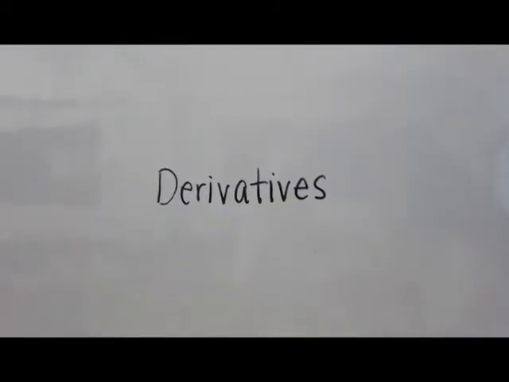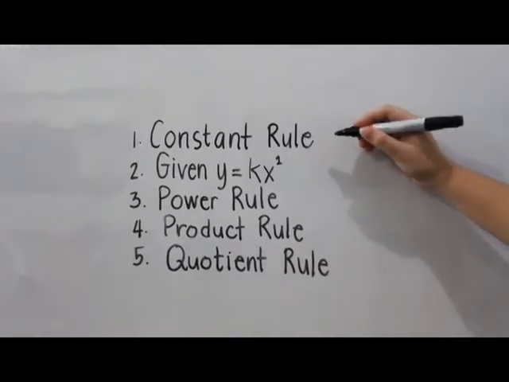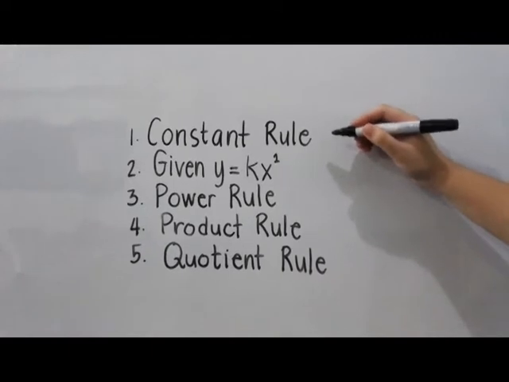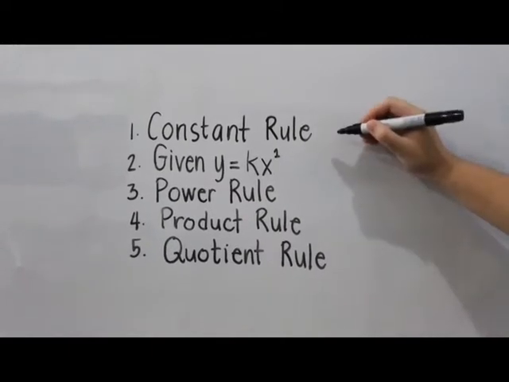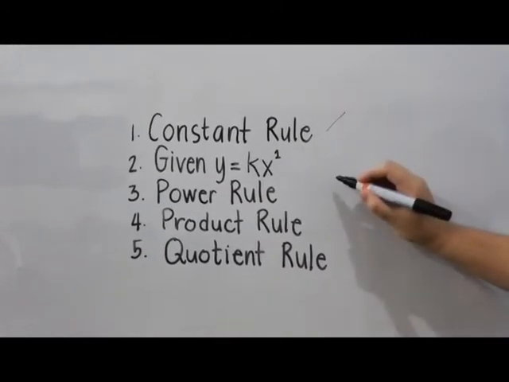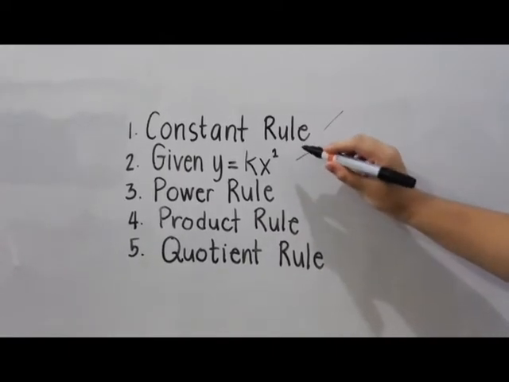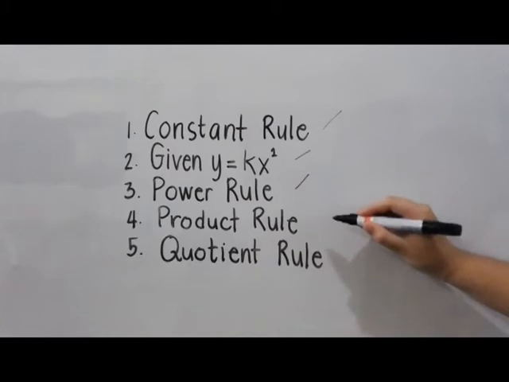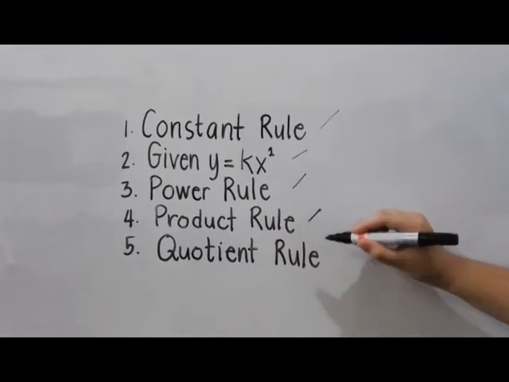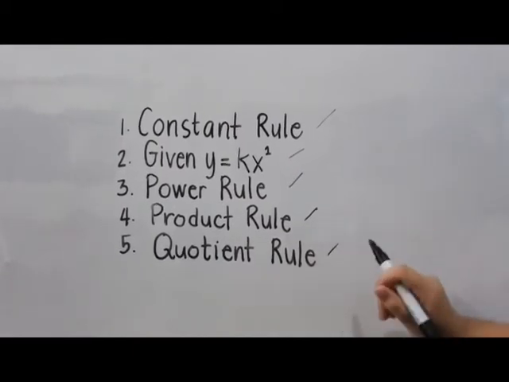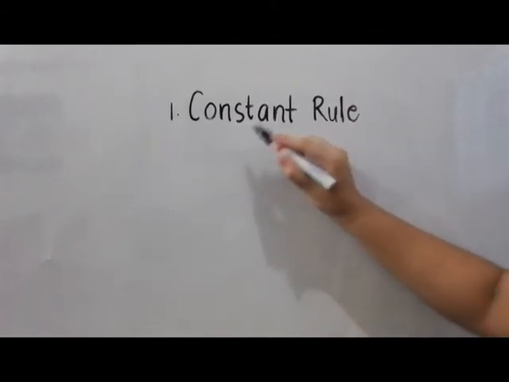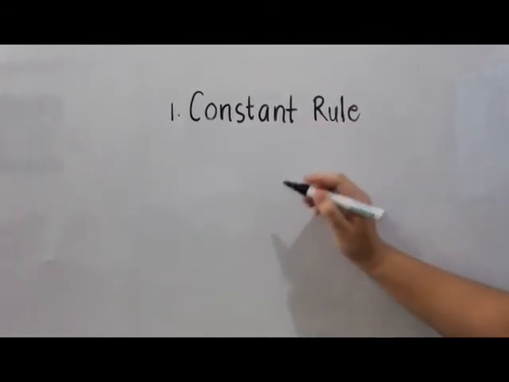For this episode, we will talk about derivatives. So here we will discuss the following rules. First is the constant rule. Second is if you were given a y equals kx raised to 1. Third is the power rule. Fourth is the product rule. Fifth is the quotient rule. So first we have the constant rule.